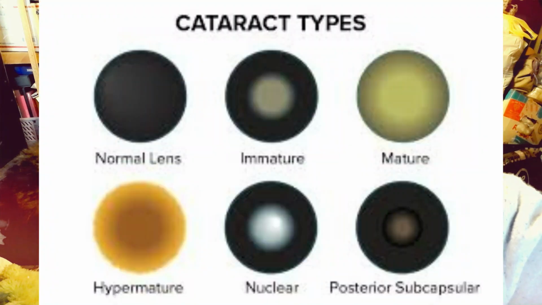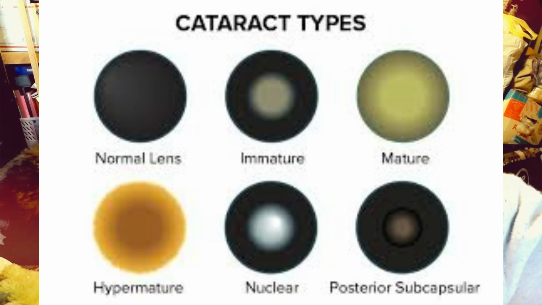Now, there are types of cataracts. The lens is composed of layers like an onion. The outermost is the capsule. The layer inside the capsule is the cortex, and the innermost layer is the nucleus. A cataract may develop in any one of these areas. Cataracts are named for their location on the lens.